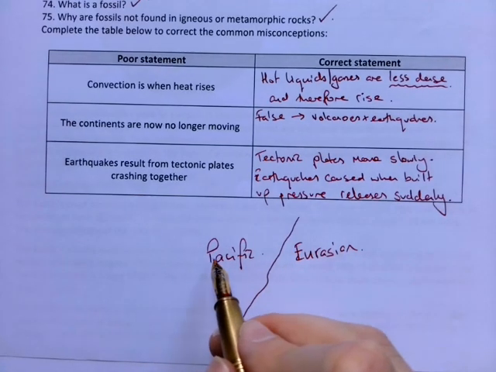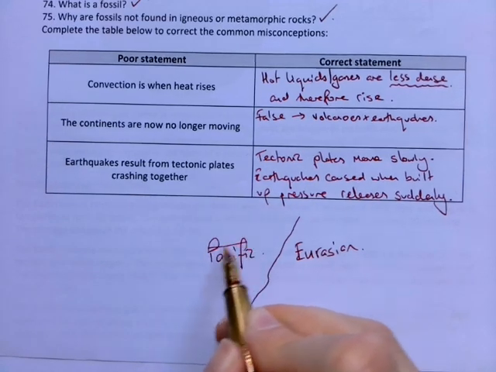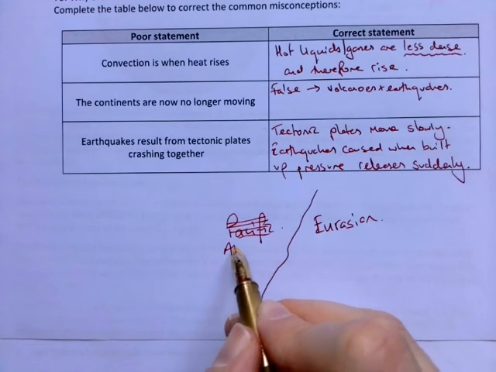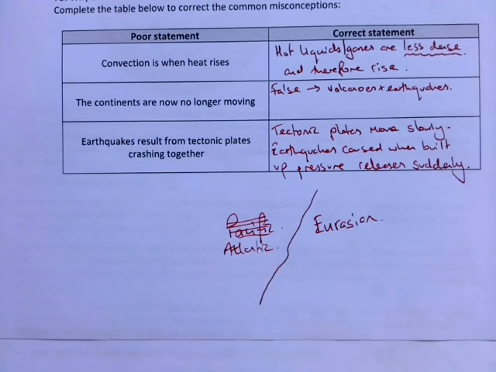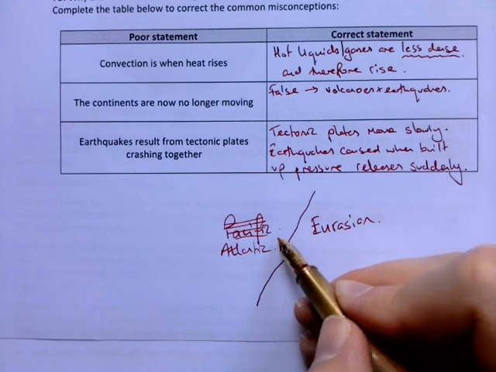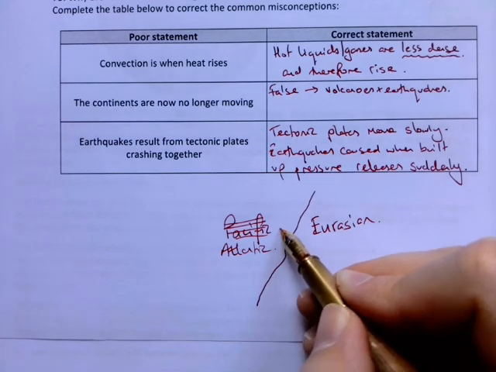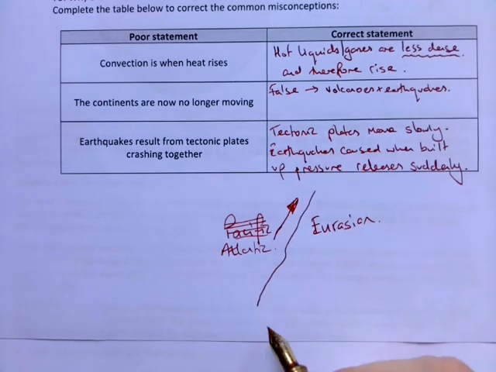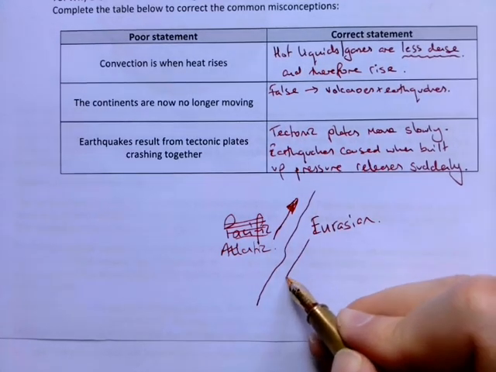Sorry, it shouldn't be the Pacific. Getting my geography wrong now. This would be the Atlantic. All right, so let's imagine, again, I'm not saying that this is exactly what's happening, this is just an example. Let's say the Atlantic plate is moving in this direction, okay, and the Eurasian plate is moving in this direction.